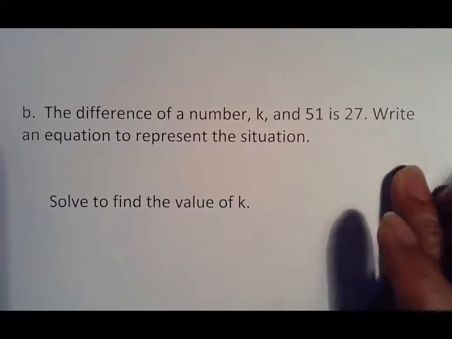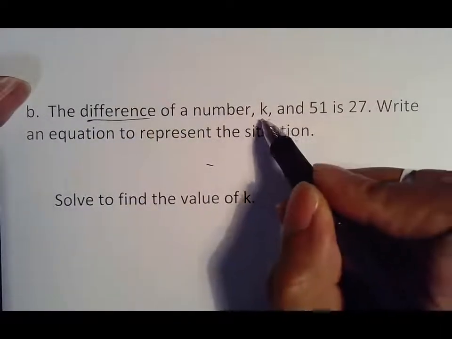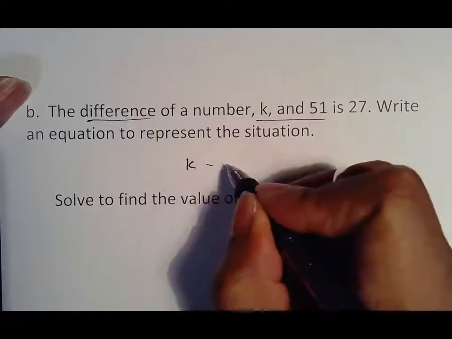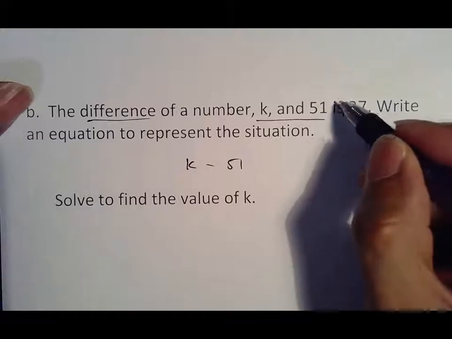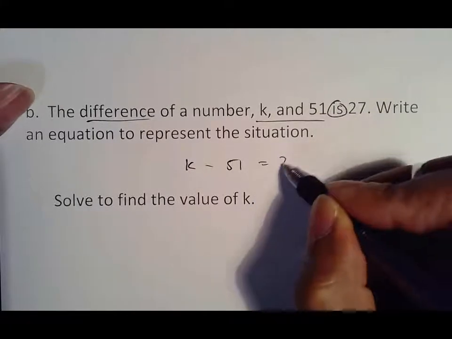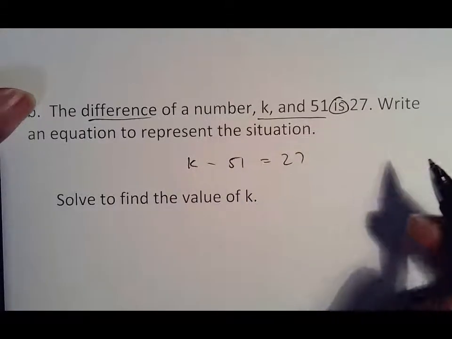The difference of a number k and 51 is 27. Difference means subtract. K and 51 means k minus 51. Is means equals, and 27 is on the other side. That's it. That's your equation. That's the first part you have to make sure you understand.